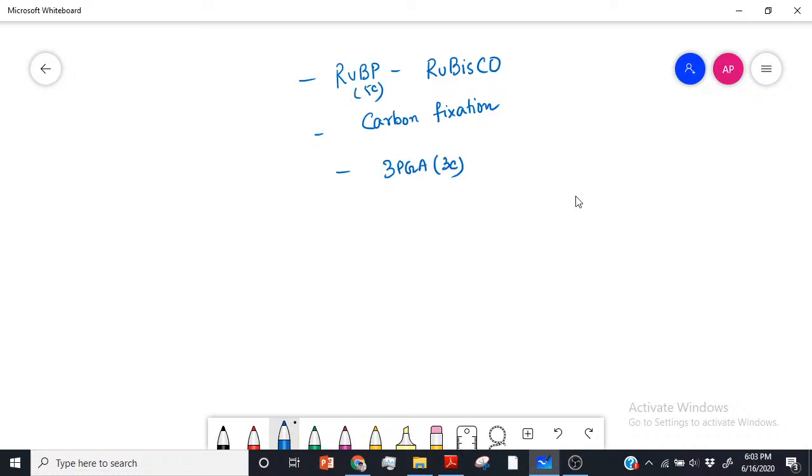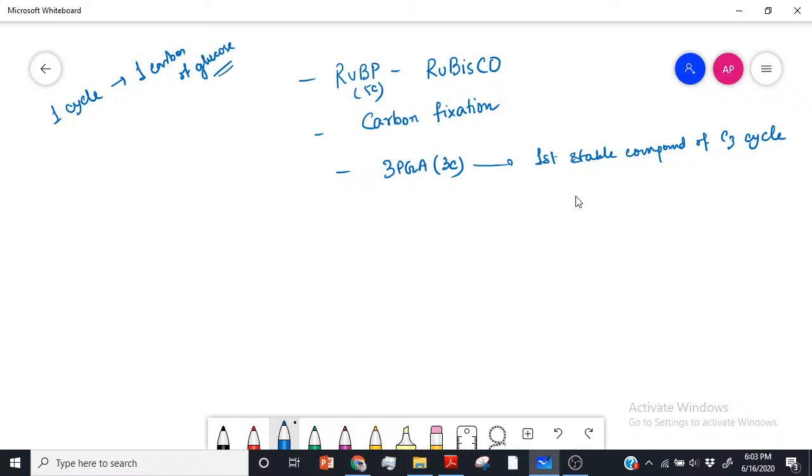RuBP is a 5 carbon compound, and 3-PGA is the first stable compound or intermediate of the C3 cycle. Right? I'm just summarizing the entire steps. Now one cycle gives 1 carbon of glucose.